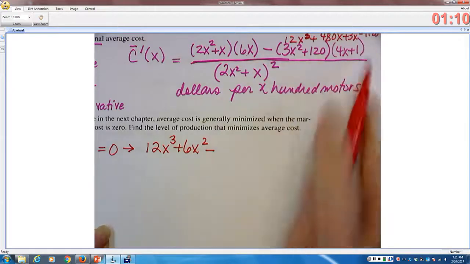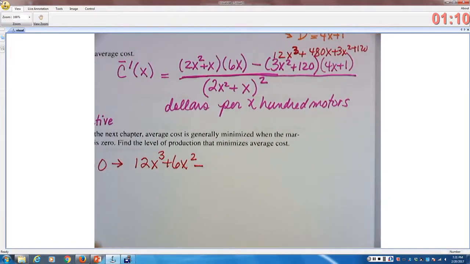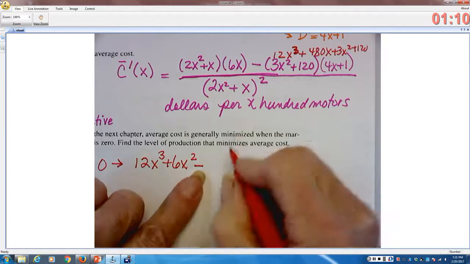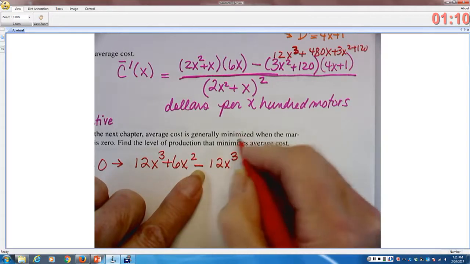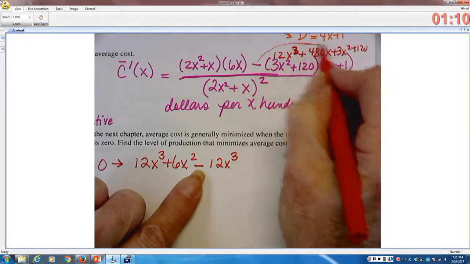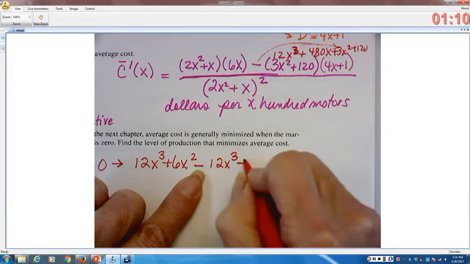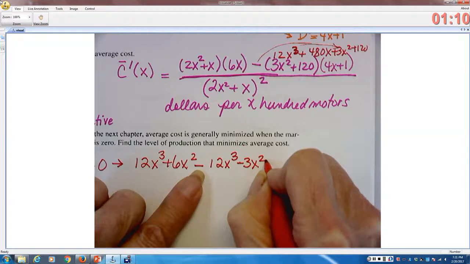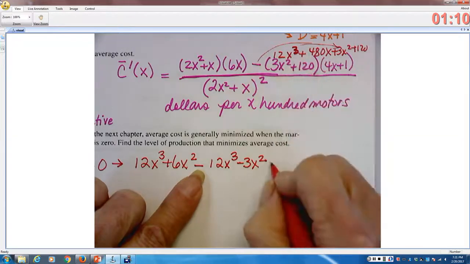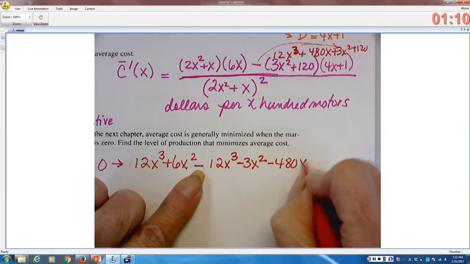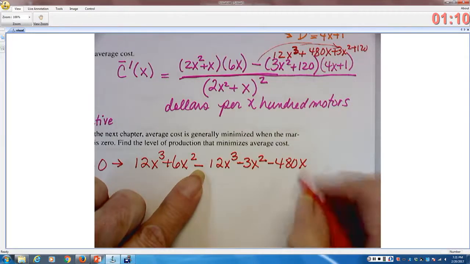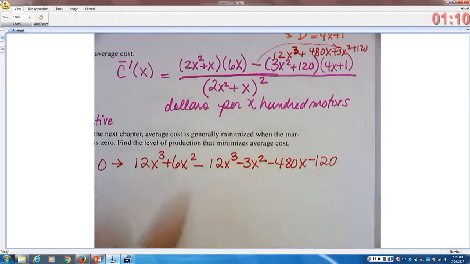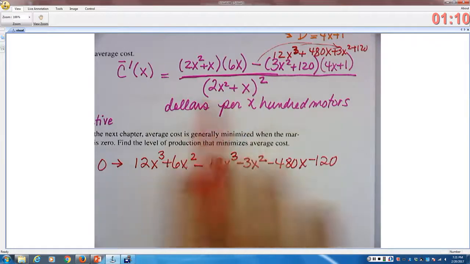And then when I subtract all of that, what I'm actually going to get is minus 12x cubed. I'm going to take the minus times the squared term and get minus 3x squared, and minus 480x, and minus 120. And that's all over the denominator still.